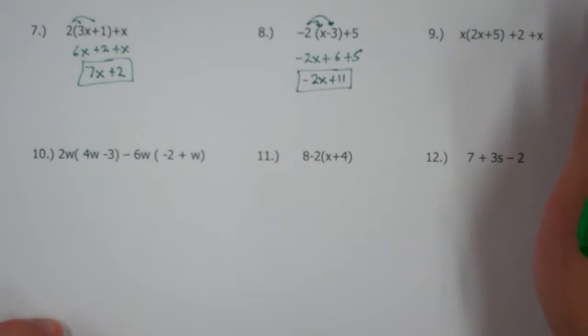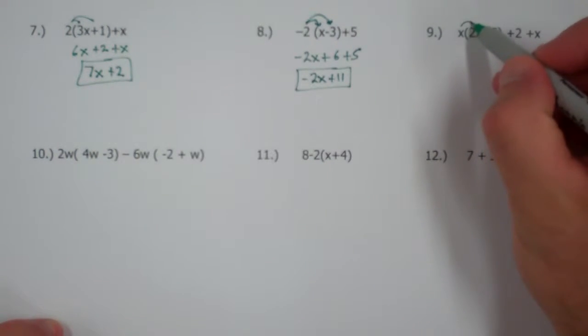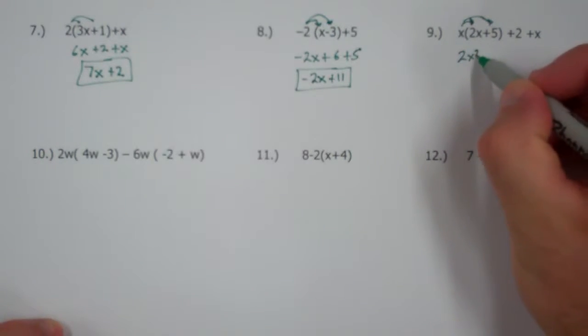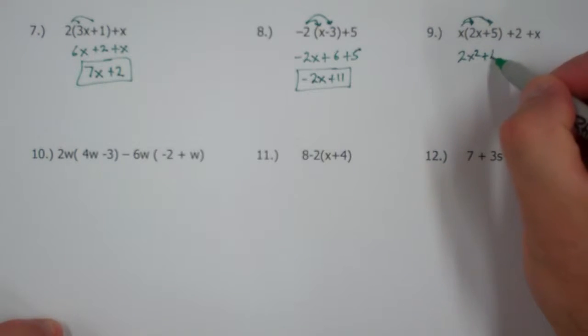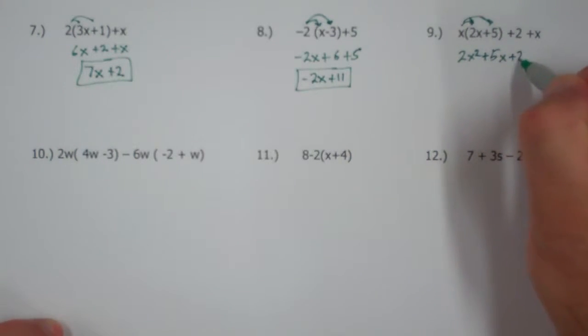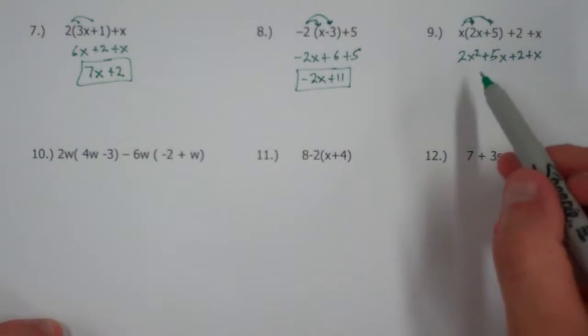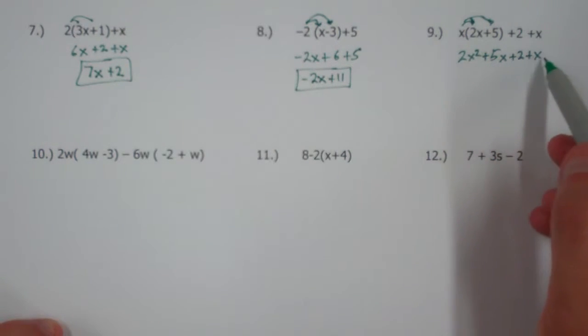In this next example, example 9, we do need to use the distributive property. So x times 2x is 2x squared. X times 5 is 5x. We'll need to add 2 and also add x right here. 2x squared is not like any of these other 3, but 5x and x are alike.